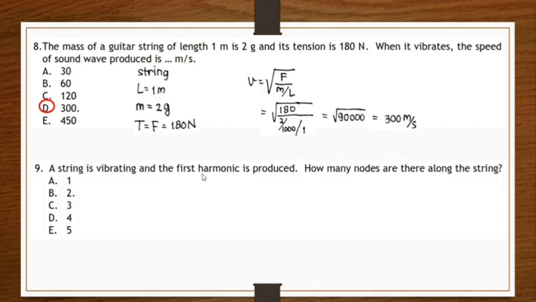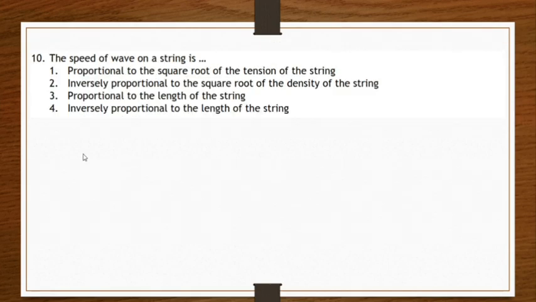Number 9. A string is vibrating and the first harmonic is produced. How many nodes are there along the string? So I draw this. For a vibrating string, of course, at the ends of the string, we have nodes. So we have two nodes here when the first harmonic is produced. First harmonic is the same as the fundamental note. So the answer is two nodes. It will be B.